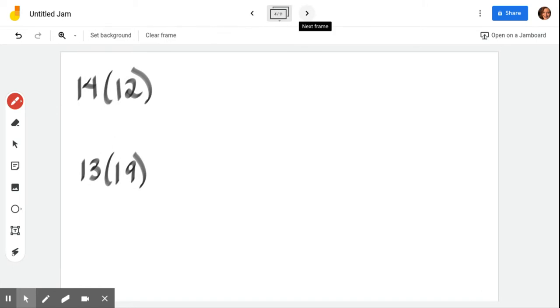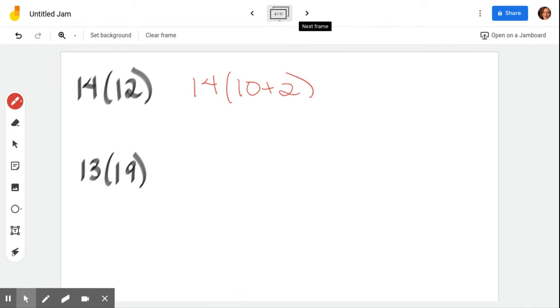Let's do a couple more of those. So let's see. I'm going to keep the 14. Now the 12, when I round that, it's closer to 10. So personally for me, I would do 10 plus 2 more. If you would rather do 20 minus 8, there's nothing wrong with that. It's just whatever your brain sees first.